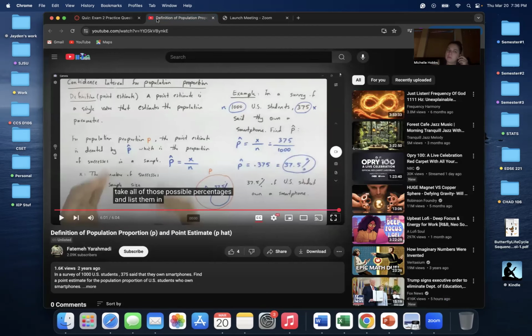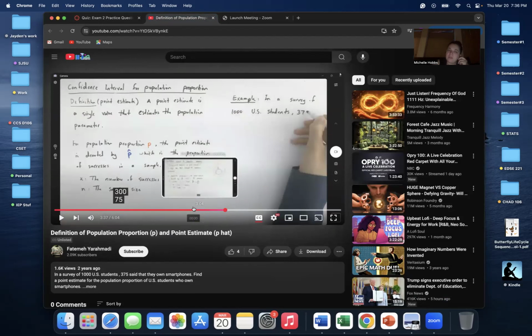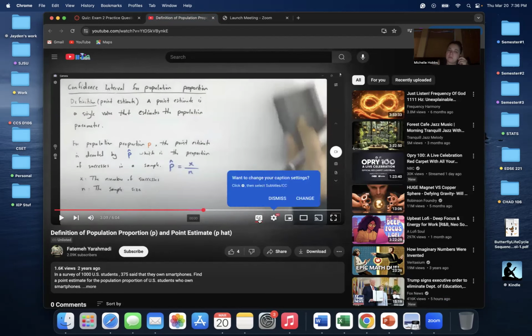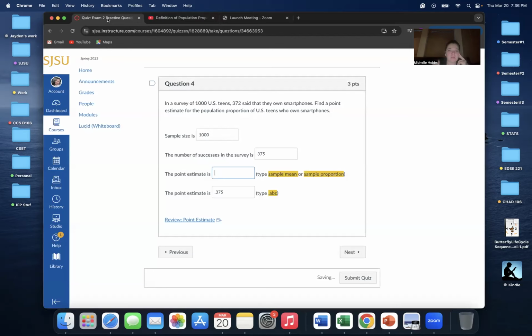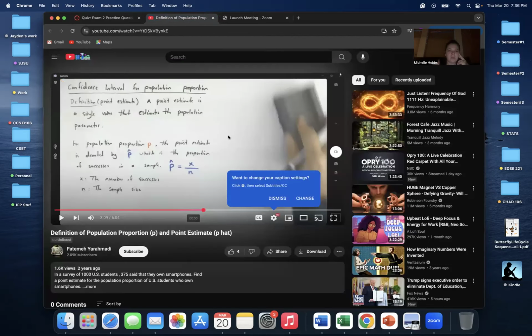Oh, so this is a number of successes, sample size, sample mean, or sample proportion.